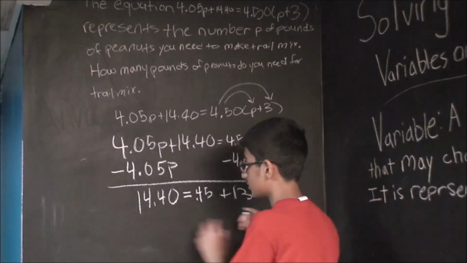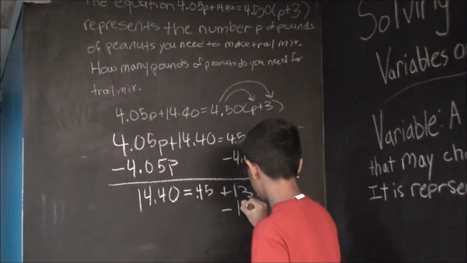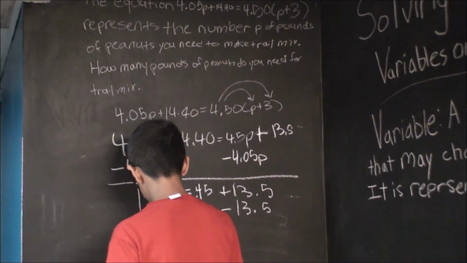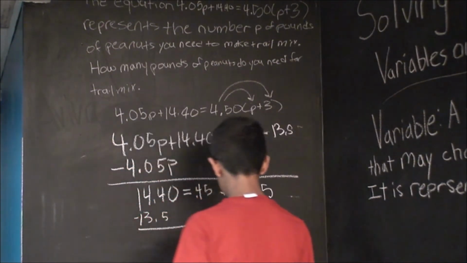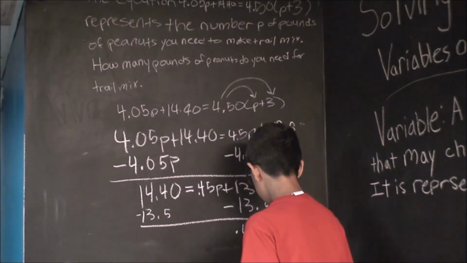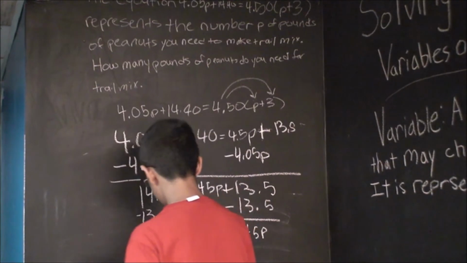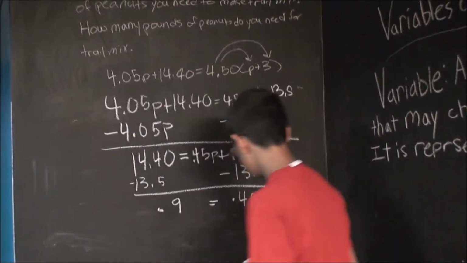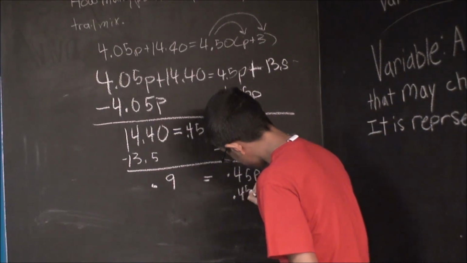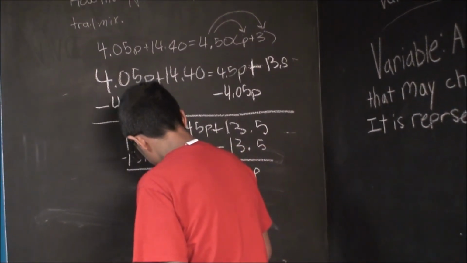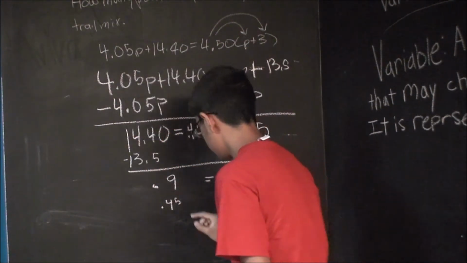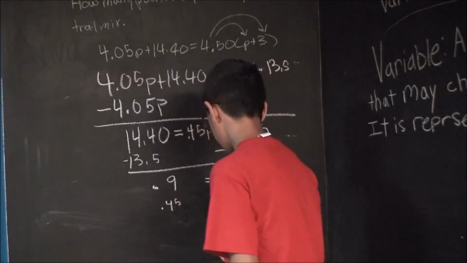Now, you want to get all the numbers to the other side. So you subtract 13.5 on both sides. That'll be 0.45p equals 0.9. Now, you want to divide by 0.45 on both sides, because that way you get the variable by itself, which will equal 0.9 divided by 0.45, which is 2.